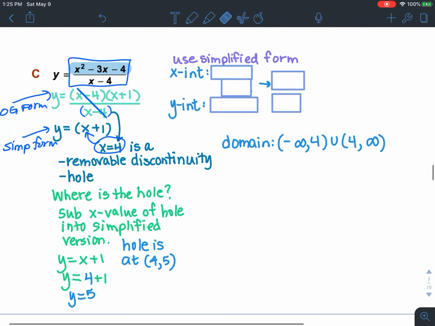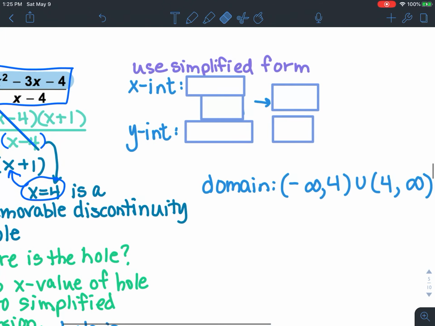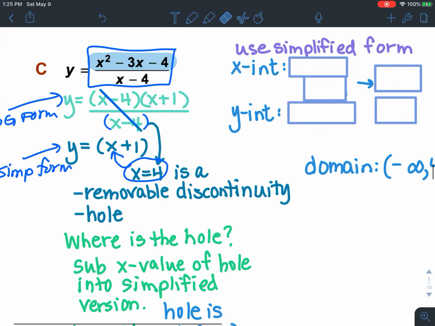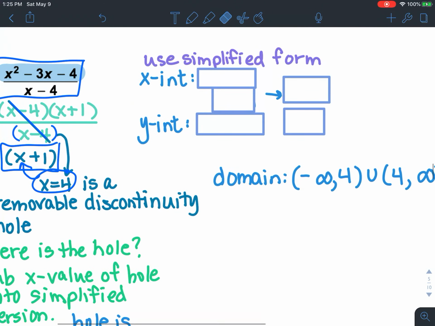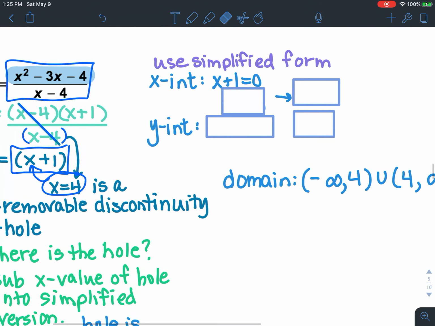Okay, now let's come to the x-intercept. The x-intercept is when we set the top equal to 0. The problem here is that one of the factors on the top canceled. So if I just took the top and set it equal to 0, I would get sort of like a fake x-intercept. So when you're finding the x-intercept, use the simplified form. So use the form after you've done the canceling. So set that top equal to 0. And that'll be your x-intercept.